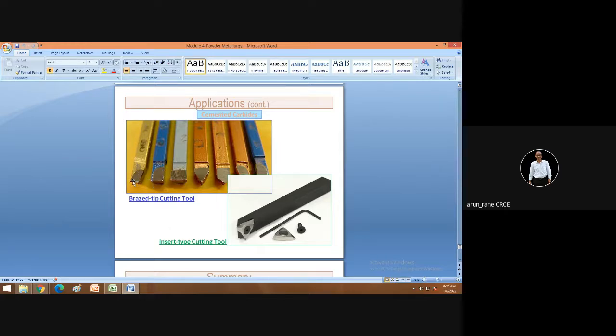Once the inserts are made by powder metallurgy process, then they are brazed to MS or EN8 shank.